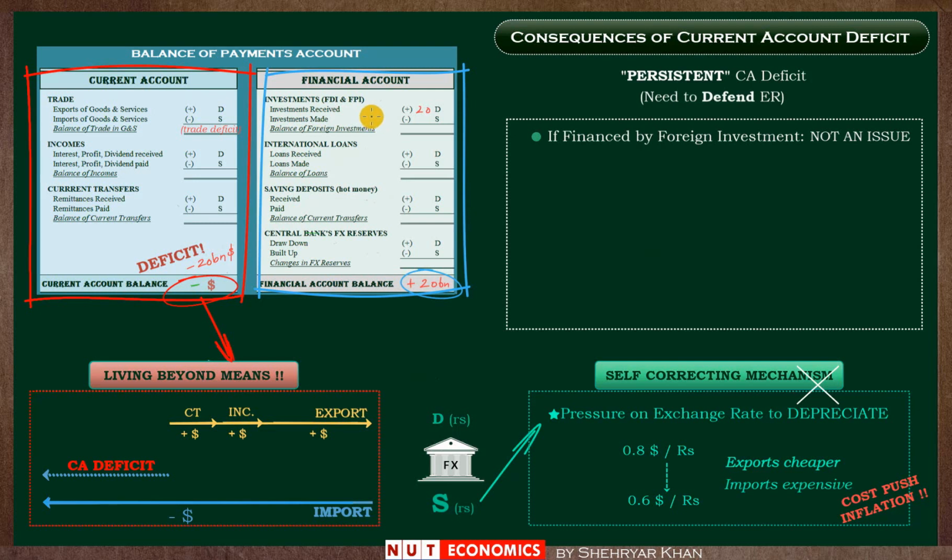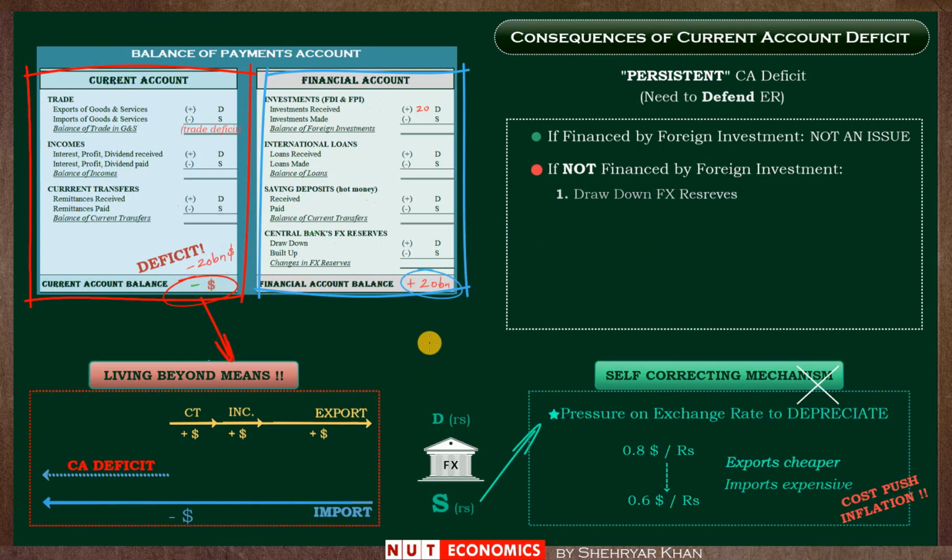And that is where eventually current account deficits start to bite, when they are not financed by foreign investment inflows. Because then, to defend your exchange rates, you will be left with these three other options. And out of these three, first of all, the central bank of the country will jump in and start drawing down on its FX reserves to balance these current account deficits.